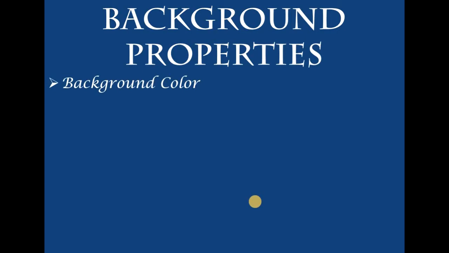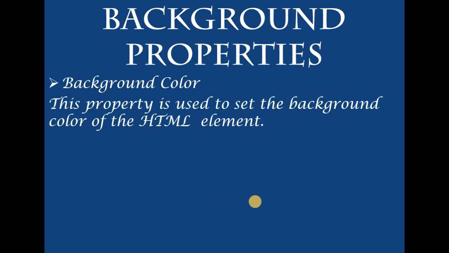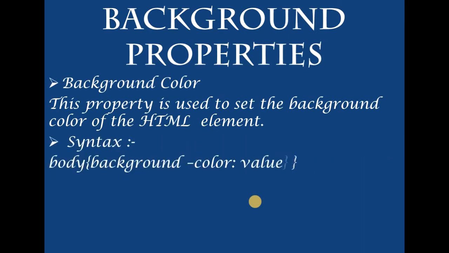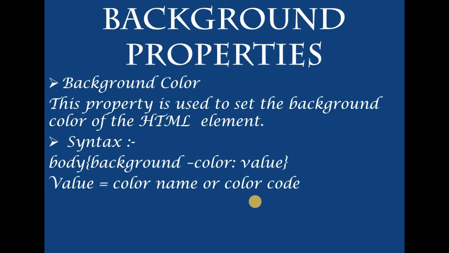The first property is background color. This property is used to set the background color of the HTML element. Syntax: body { background-color: value }. Value may be a color name or a color code. Now let's see an example.